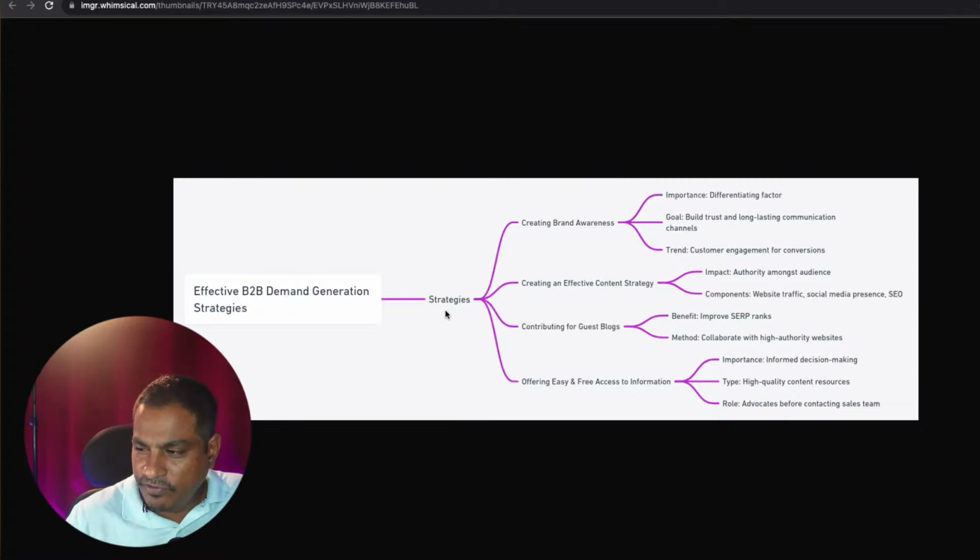Now, contributing for guest blogs. This is not just guest blogs, but this could be any sort of collaborations. You could present at a conference. You can work on a research paper. You can take a problem in your industry and then address it and come up with a blueprint for that problem. You will demonstrate your authority over your service or product by demonstrating something of that sort.